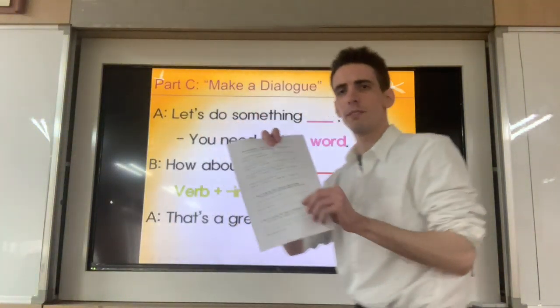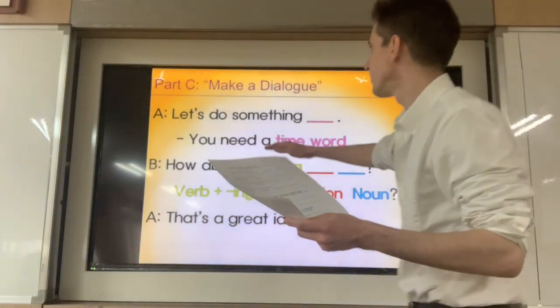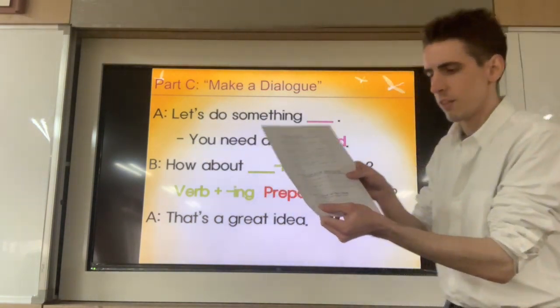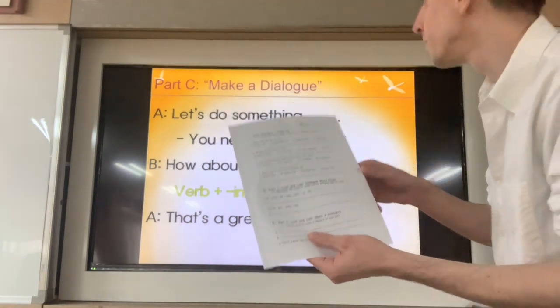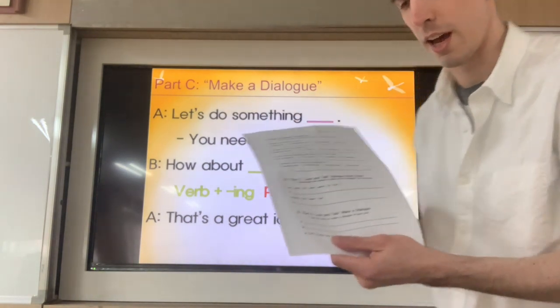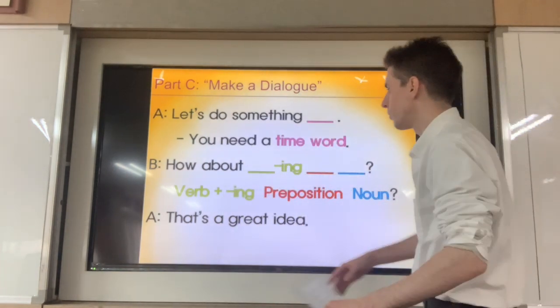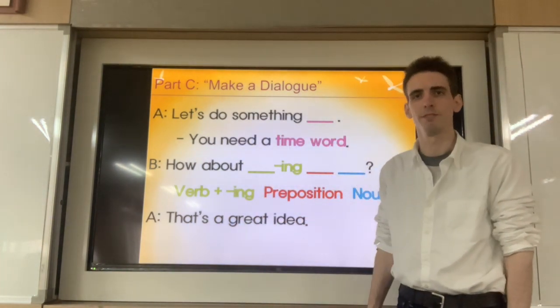Looking at the worksheet, the first line, A, is here. The second line, B, is here. And then I give you the third line. That's a great idea. I'll do that. Or, that's a great idea.